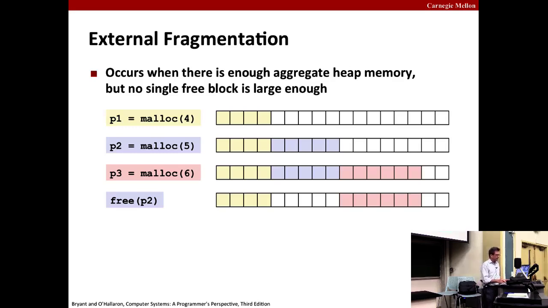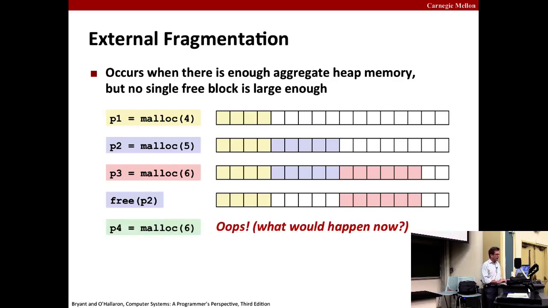So an example of this: here's the previous example we looked at, where after a series of malloc and free calls, we have 2 free blocks in the heap, one containing 5 words and the other containing 2 words. So the total number of free words in our heap is 7 words. And now we get a request for 6 words. We have enough free words in the heap, but we can't satisfy that request. And it's because of this phenomenon called external fragmentation.